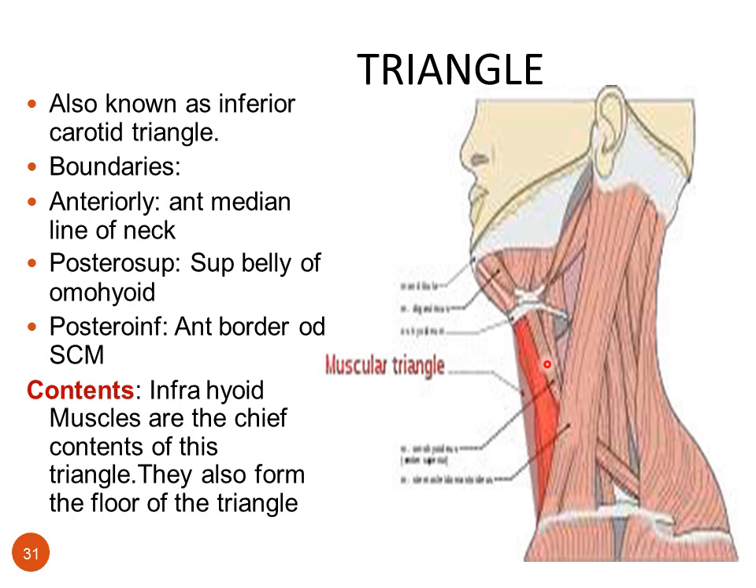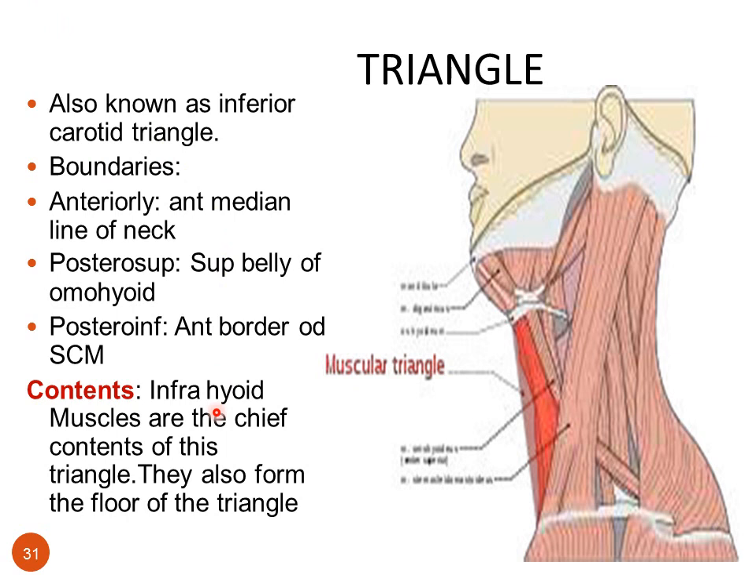This is the superior belly of the omohyoid. This is the inferior belly. This is sternocleidomastoid. Okay, remember. So posterior inferiorly sternocleidomastoid, posterior superiorly superior belly of the omohyoid, anteriorly midline of the neck. These are the boundaries of this muscular triangle. It is also known as inferior carotid triangle.